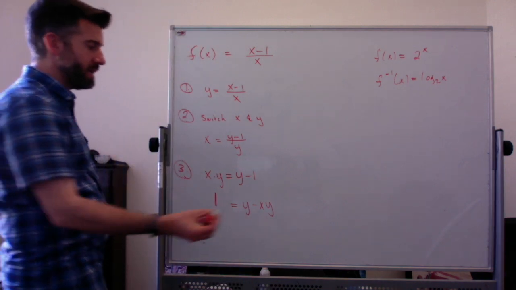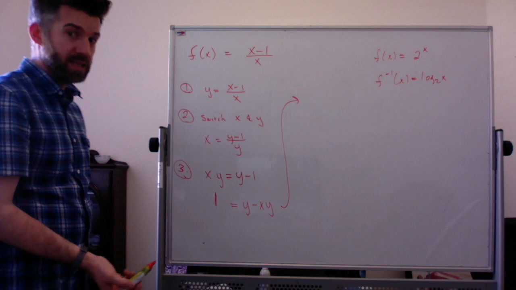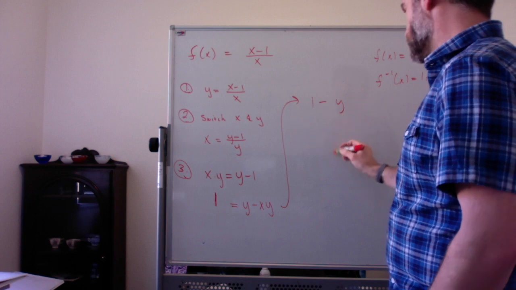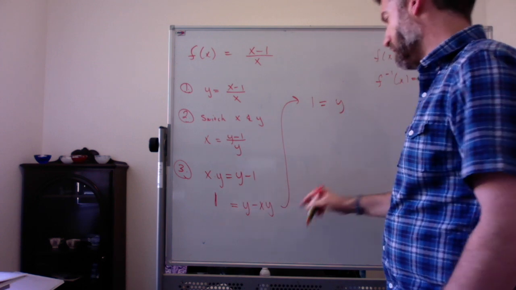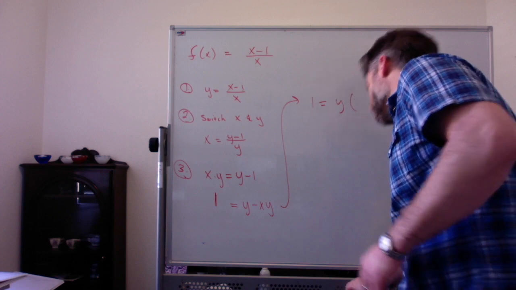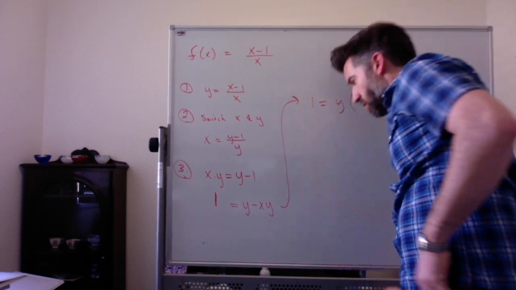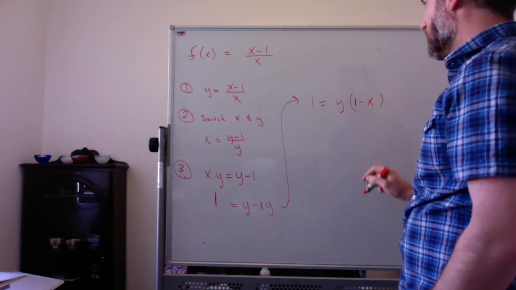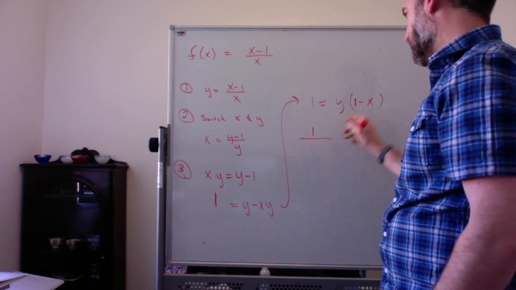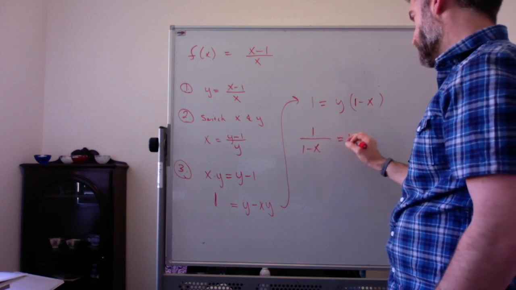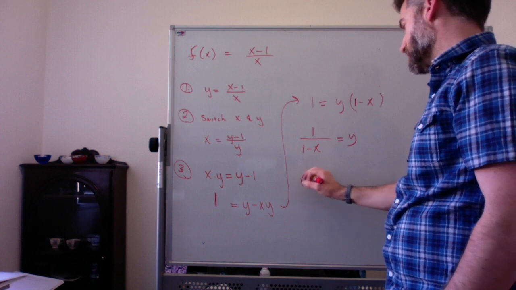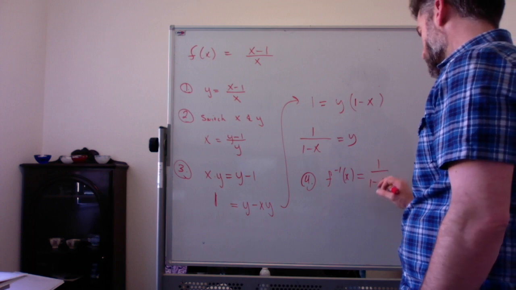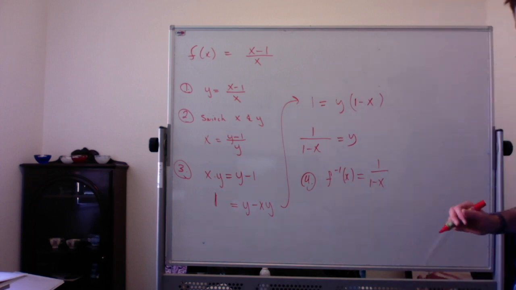And then it's really key that on the side that has all the y's, you factor out the y. So I get 1 equal to y, and I'm going to factor out the y, I'm left with 1 minus x. Let me erase this over here, it's kind of in the way. y divided by y is 1, xy divided by y is just x. Finally, we solve for y by dividing both sides by whatever is over there. So I would say the last step is to rewrite this as f inverse of x is equal to 1 over 1 minus x.